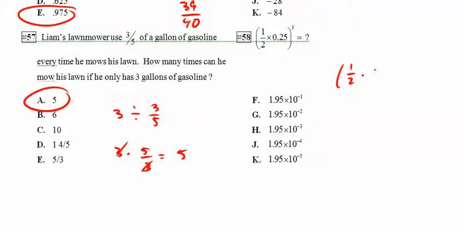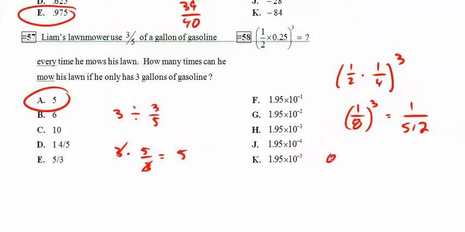I'm going to do it with fractions. I get 1/8 to the third, which is 1 over 512. Put that in my calculator. Get 0.00195. Move it 3 times. That's the -3rd. Done.